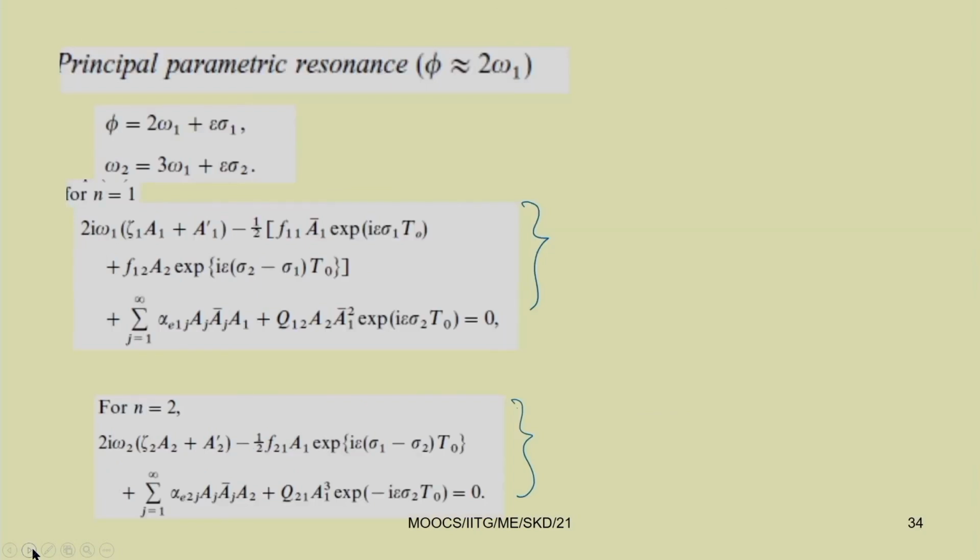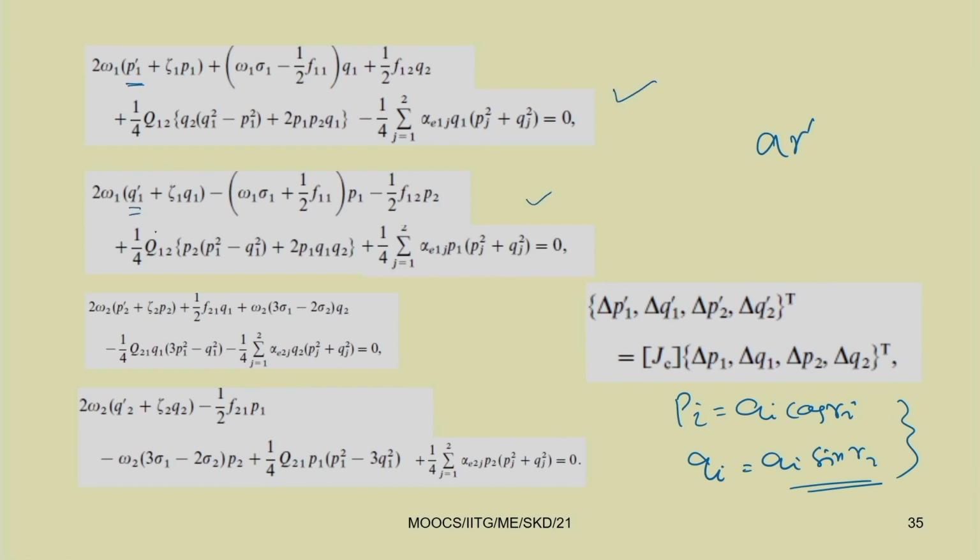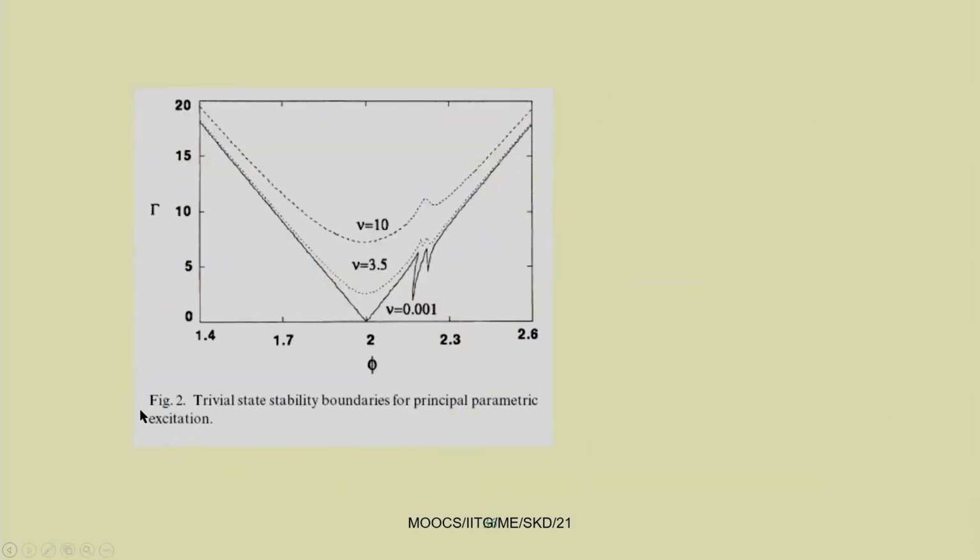So, we have to put some transformation. Here we can put a transformation like Pi equal to Ai cos gamma i and Qi equal to Ai sin gamma i. By putting this transformation, we can write down these 4 equations, and easily you can perturb them. These equations are written as P1 dash, Q1 dash and P2 dash, Q2 dash.